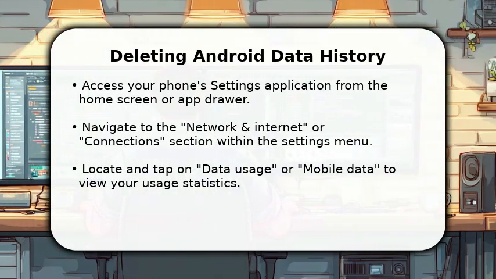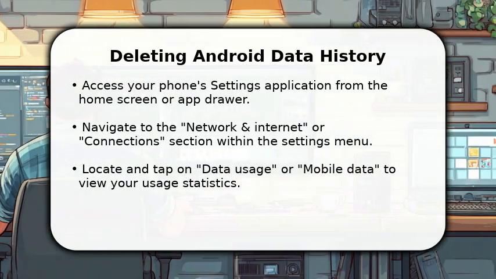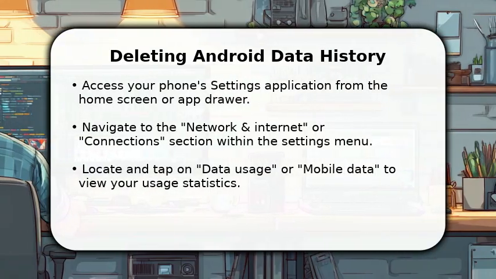Next, look for the Network and Internet or Connections option. Once you're there, tap on Data Usage or Mobile Data to see a breakdown of your data consumption.